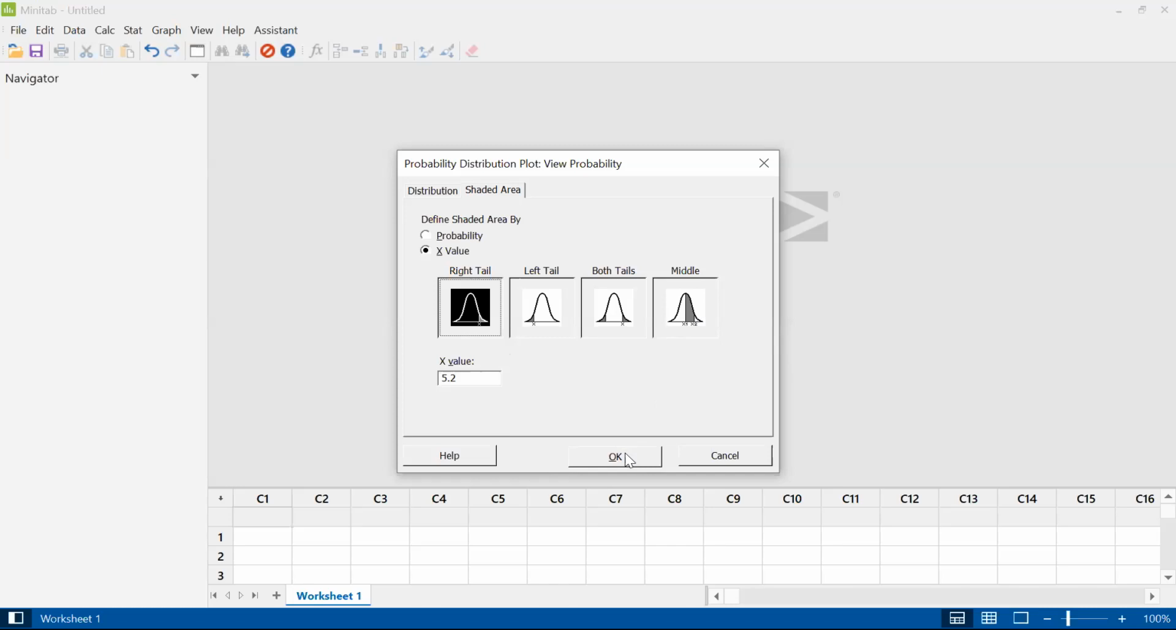The both tails option usually came up because we knew the probability. We wanted the middle of the bell to be a certain percentage, and we wanted the two tails to share the leftovers. And so both tails always splits the leftovers equally between the two tails. Okay, in this case, it's right tail though.